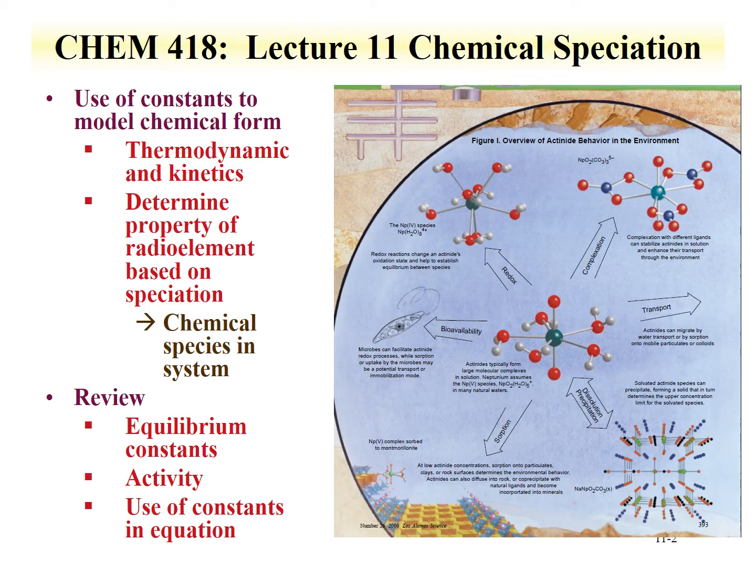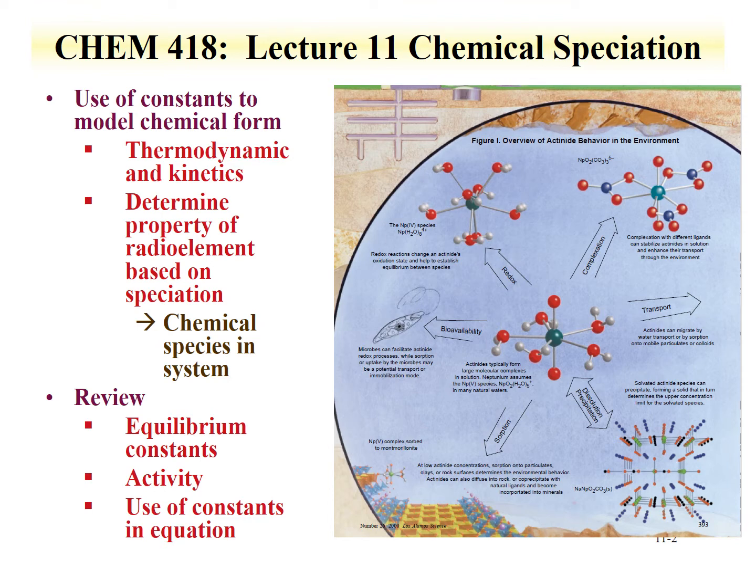In this lecture, we're going to discuss the use of constants to model chemical form. We're going to review thermodynamic and kinetic data, and we're going to talk about how the property of a radioelement is based upon the speciation. So that the chemical species in the system, the chemical form, is the dominant route in which we can understand or control the radioactive isotope.